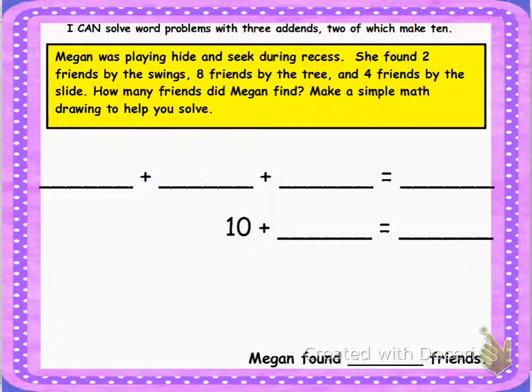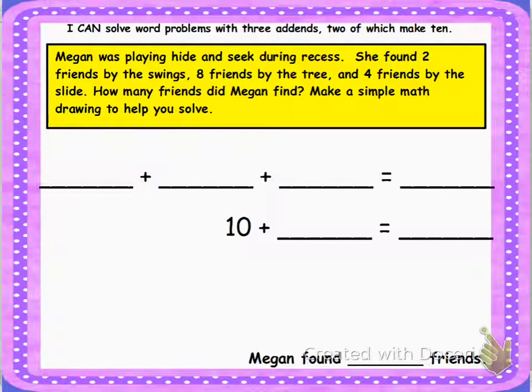Today we're talking about Module 2, Lesson 1. In this lesson, we're talking about being able to solve word problems with 3 addends, 2 of which make 10. Now, addends is a fancy word for parts. So there's going to be 3 parts in a word problem, and we're going to have to solve it, and 2 of those parts or addends are going to make 10.